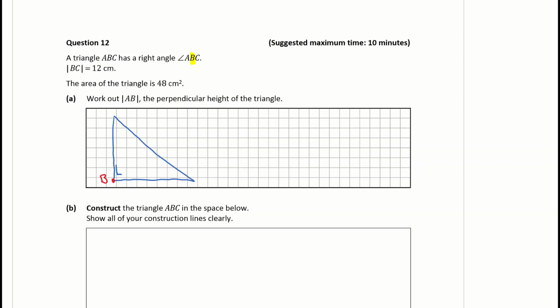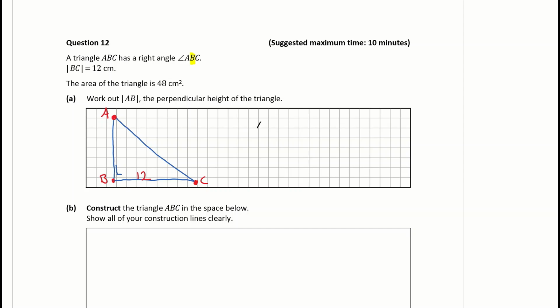And they want us to work out AB, the perpendicular height. So the height is going from A to B. So this must be my A up here. And then my C over here. And the length from B to C is 12. And then they tell me that the area of this triangle is 48 centimeters squared.